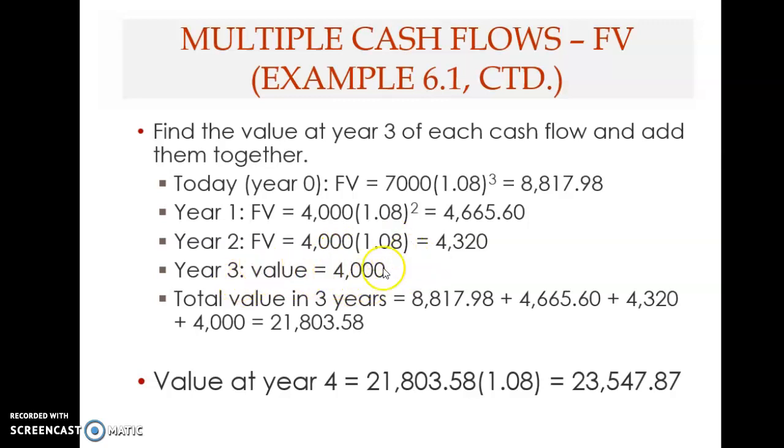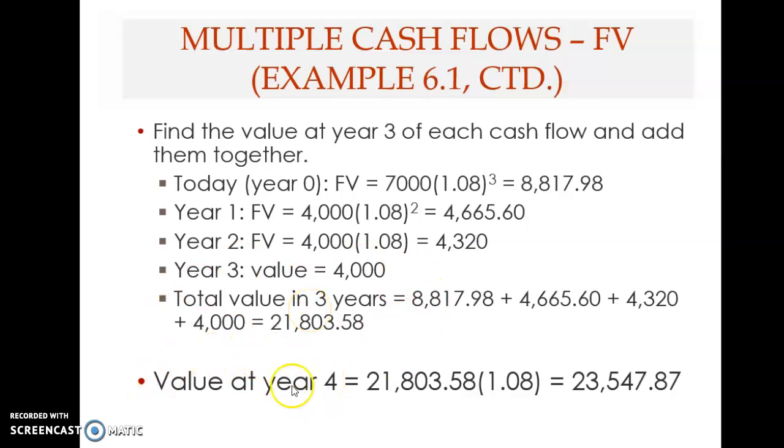So therefore, now all these cash flows are at the same time. Notice this is in year 3, end of year 3. This is also end of year 3. This is also end of year 3. And this is also end of year 3. Therefore, you can add these cash flows. You cannot add cash flows if they are at different years. They are all in the same year value. Total value in 3 years will be this plus this plus this and plus this. Therefore, you get $21,803.58. So that's the answer.